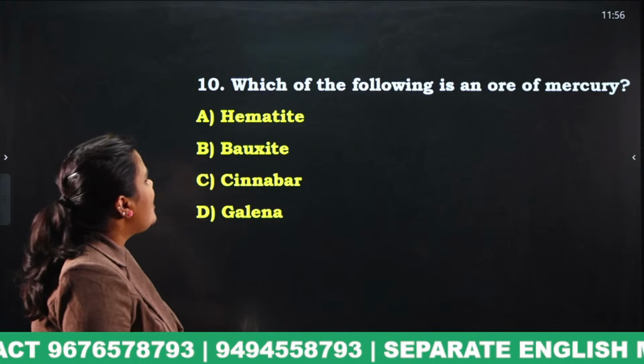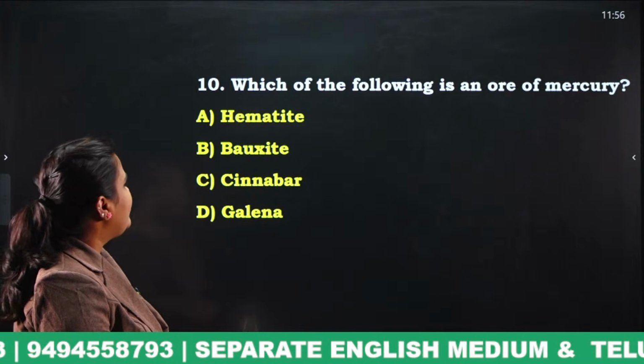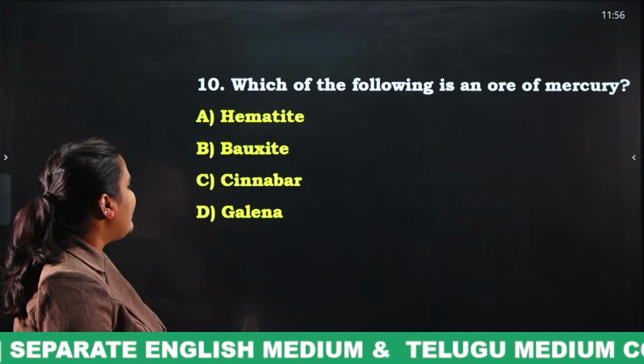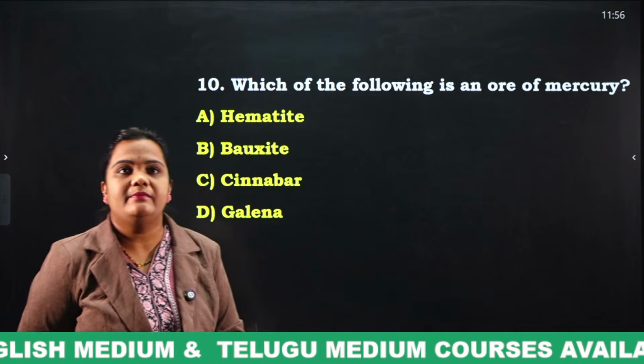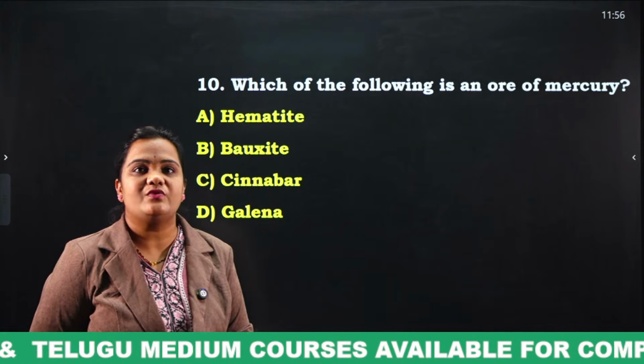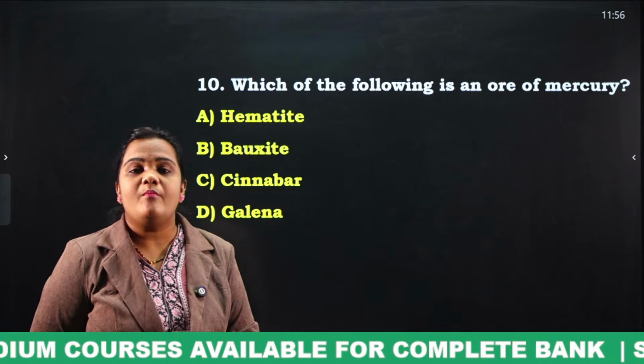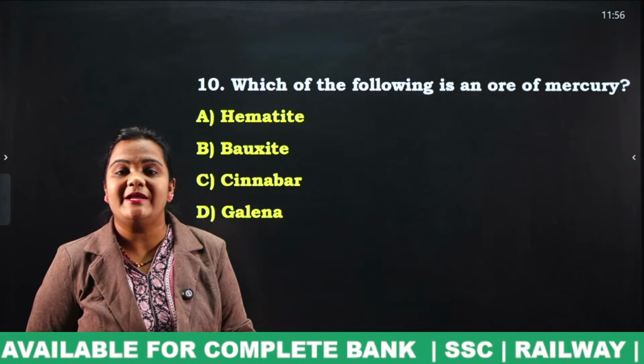Next, which of the following is an ore of mercury? Hematite, bauxite, cinnabar, galena. Now tell me, what is the answer for this question? Just now I have explained to you. Bauxite is an ore of aluminium.